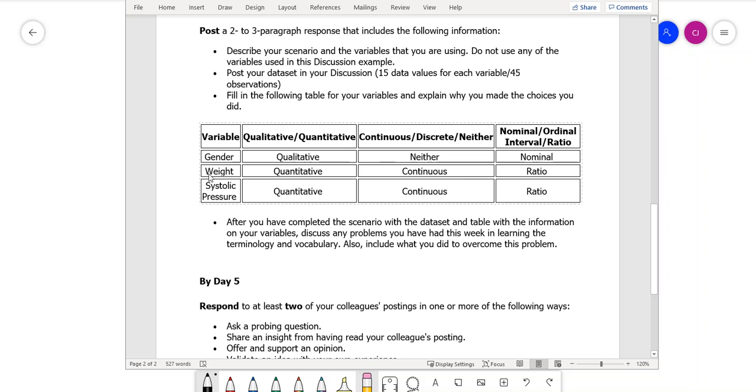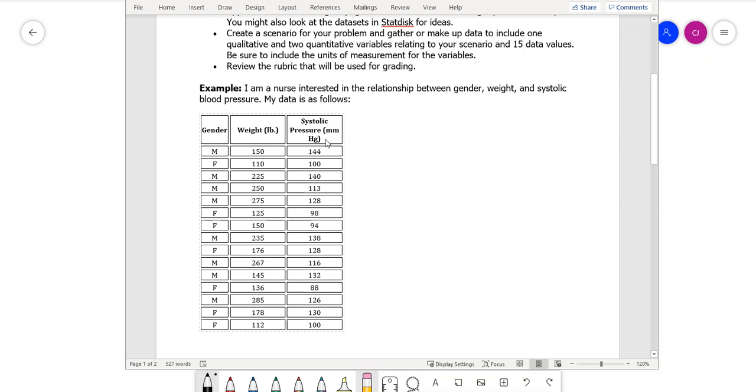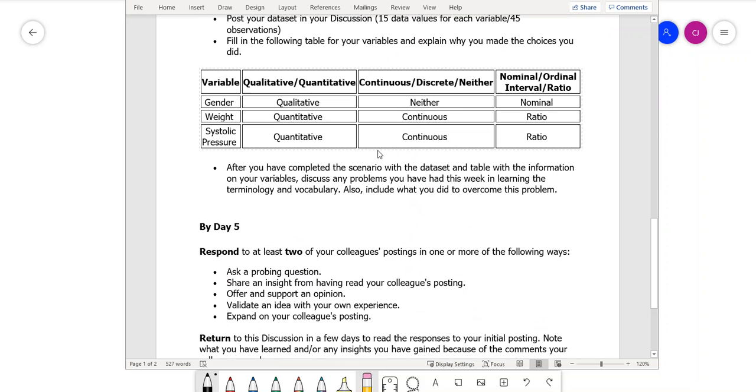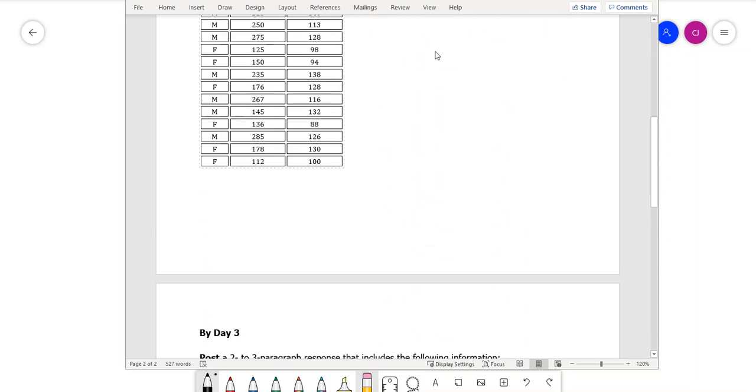So weight was the other variable. It's quantitative, continuous, at the ratio level. And systolic pressure is the last variable. We had three variables here. Systolic pressure is quantitative, continuous, and at the ratio level, and so on. And so you'll explain why you did those.